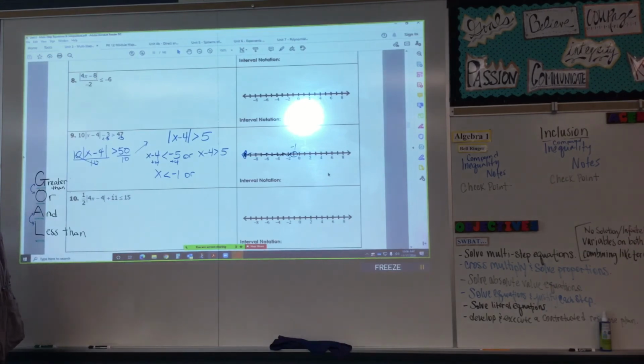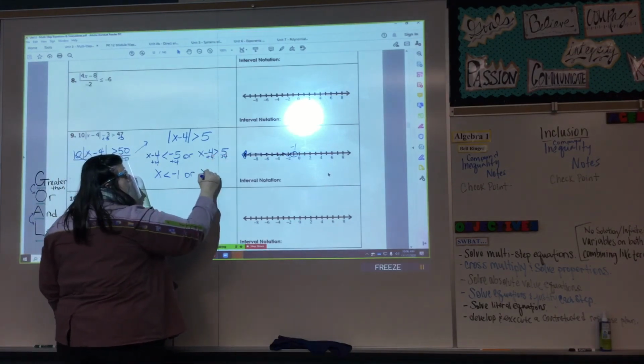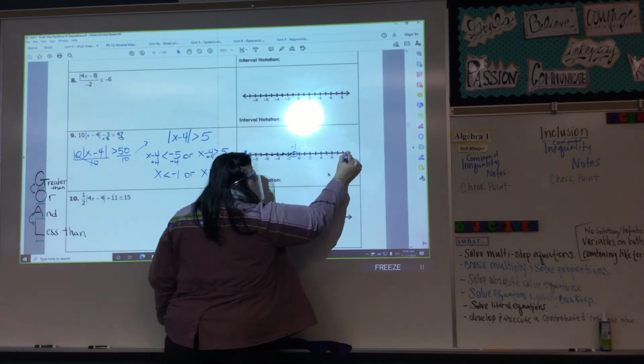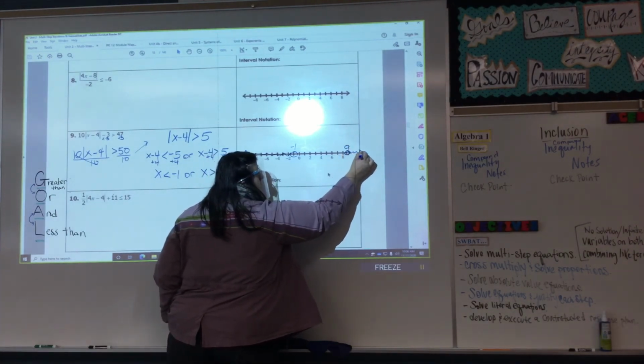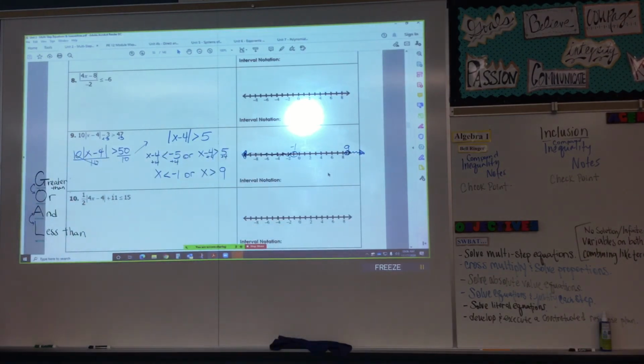Same process on the right. We add 4. We're going to get x is greater than 9. Again, open dot. Right here's 9. Shaded to the right.